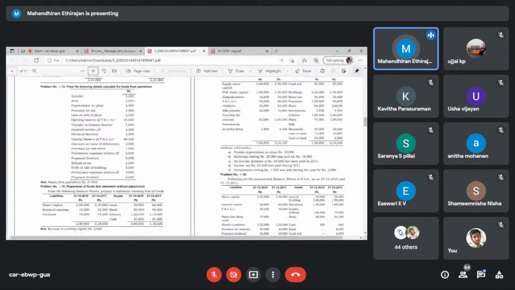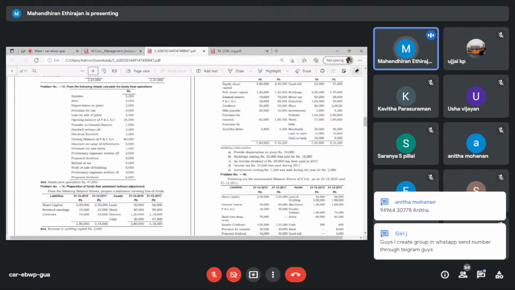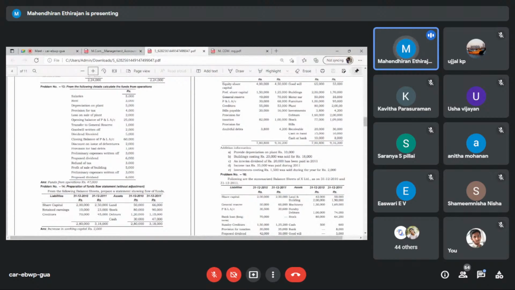If you want to prepare the statement model, the difference between the closing and opening balance of the P&L account, 60 minus 25, will appear in the first column. Discount on issue of debentures is not part of it. Provision for bad and doubtful debts, preliminary expenses, proposed dividend, refunded tax will come. Refunded means some amount recovered is income, but it's not business income; this will appear on the credit side. Profit on sale goes on the credit side, preliminary expenses on the debit side, proposed dividend also on the debit side.